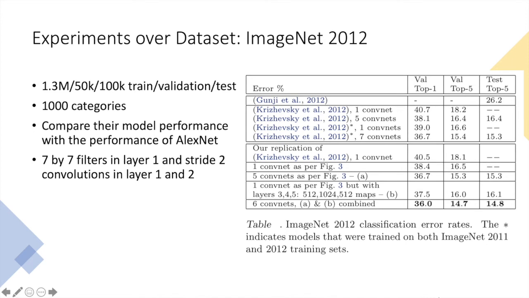The changes that they have made are that they have put 7x7 filters in the first layer, and stride of size 2 convolutions in layer 1 and layer 2.